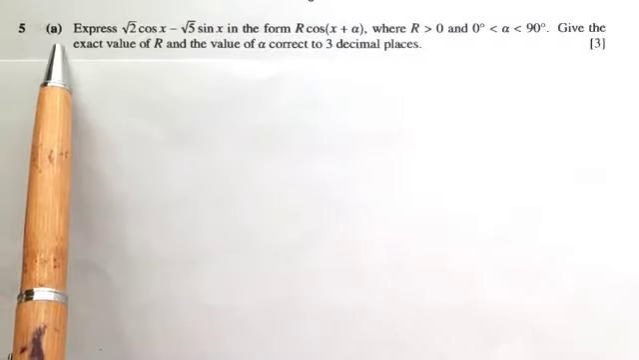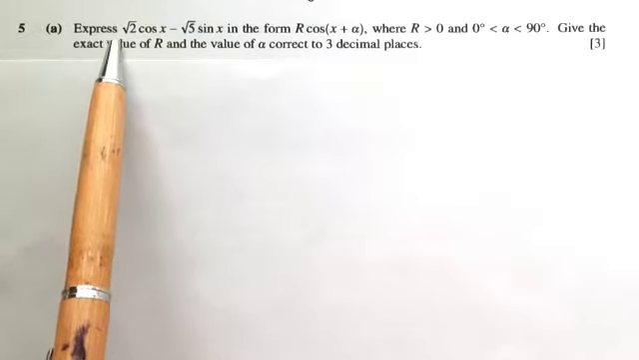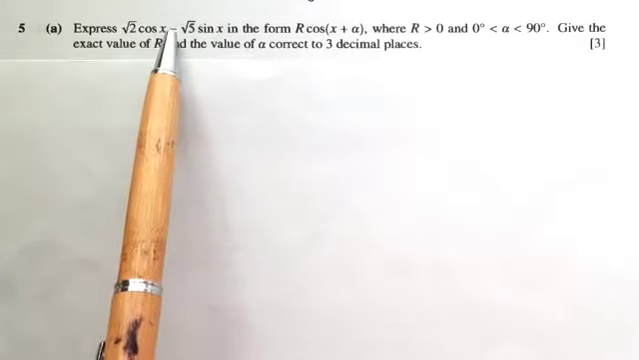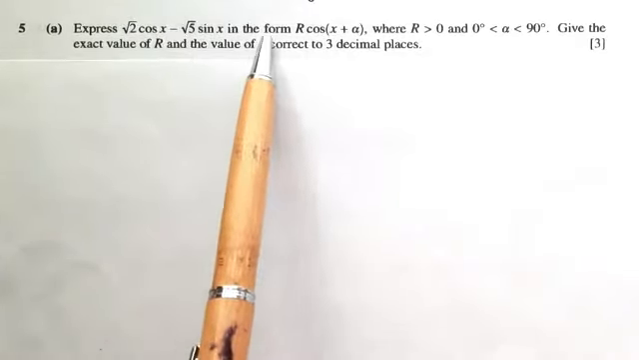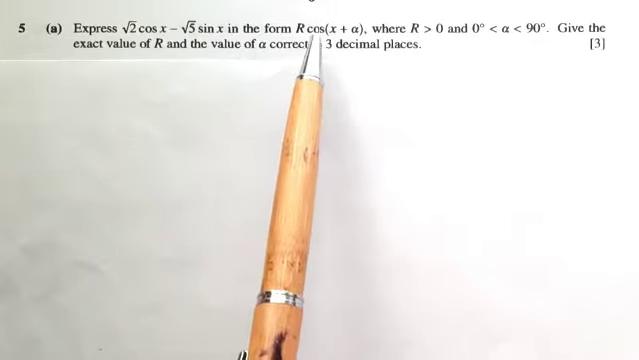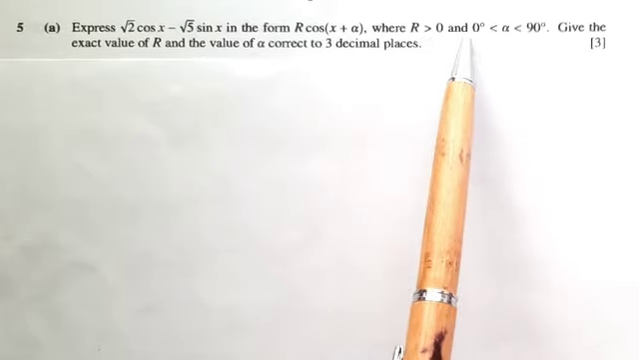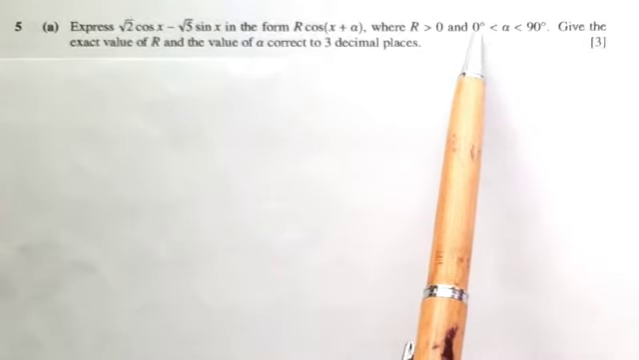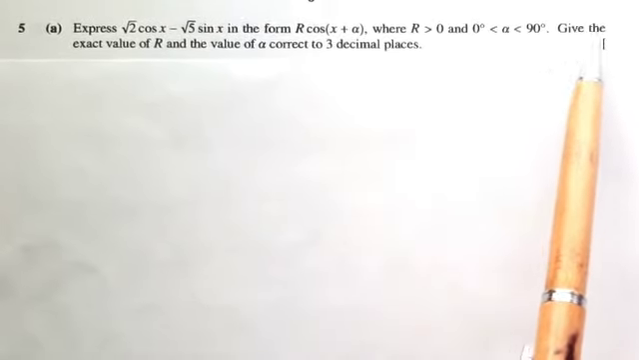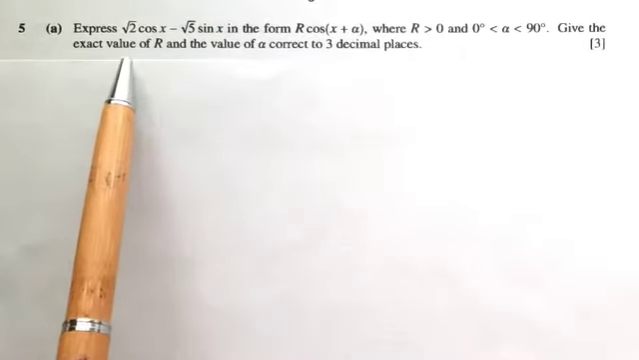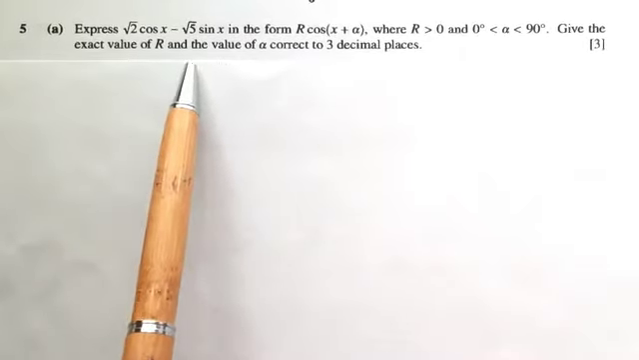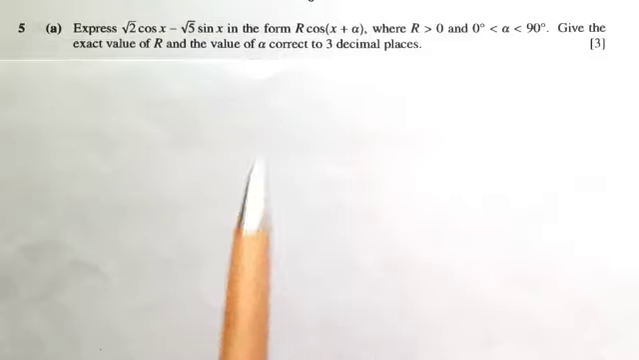Question number 5, 5a. Express square root of 2 cos x minus square root of 5 sin x in the form R cos (x plus alpha), where R is more than 0 and alpha is in between 0 and 90 degrees. Give the exact value of R and the value of alpha correct to 3 decimal places.